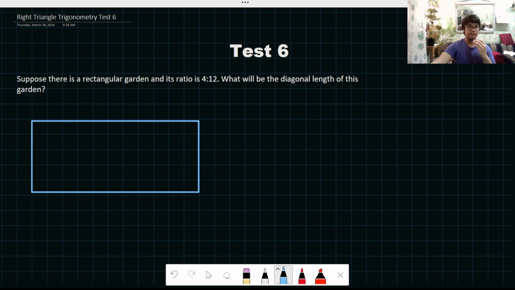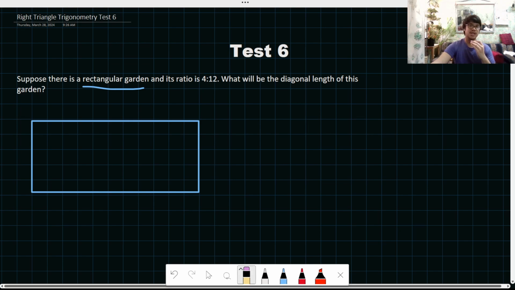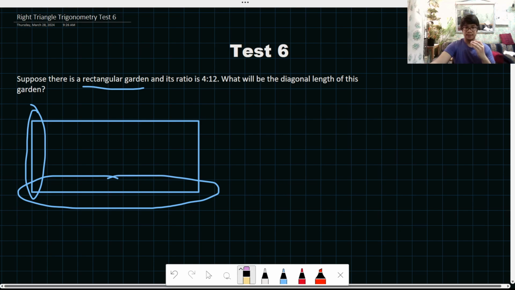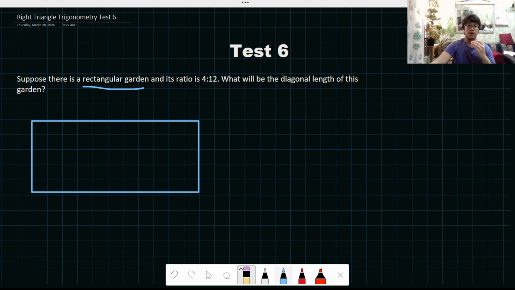Okay. This is an example of a rectangular shape, but imagine that this is not just a rectangular shape, but a garden. Now, according to the problem, the ratio of the rectangular garden is 4 to 12. So what does that mean? This ratio tells you the measurement of the dimensions of this rectangular garden. What does it mean when you say measurement of its dimensions? Meaning, what would be the measurement of its vertical side and what would be the measurement of its horizontal side? So in this case, we have 4 to 12.